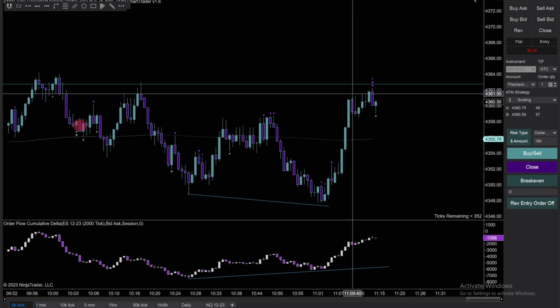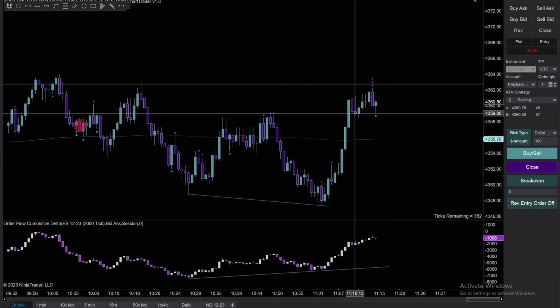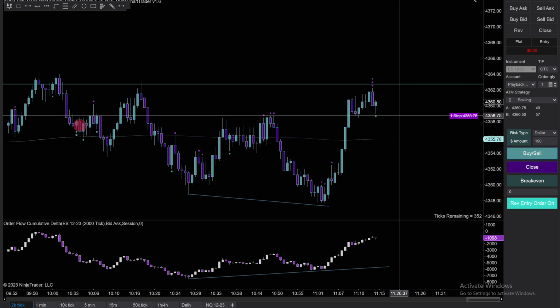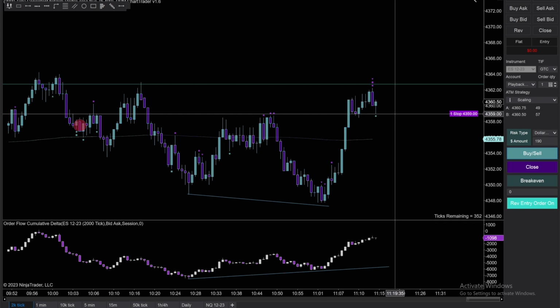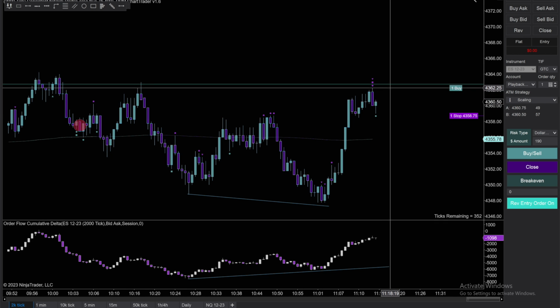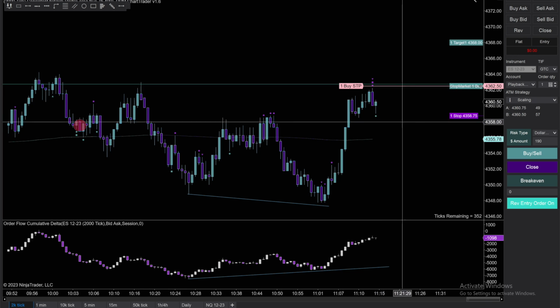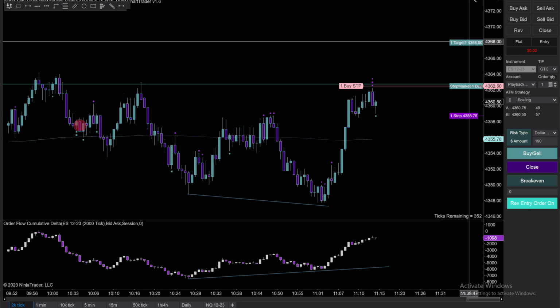So you could enter above this high with a stop under the low, or in this case, what I'm going to do is I'm going to put my stop under this pullback low. So I'm going to go 1 tick under the low. I'm going to put my entry 1 tick over the high, and I'm going to target 1.5 reward to risk. Okay, and we're going to let this rip.